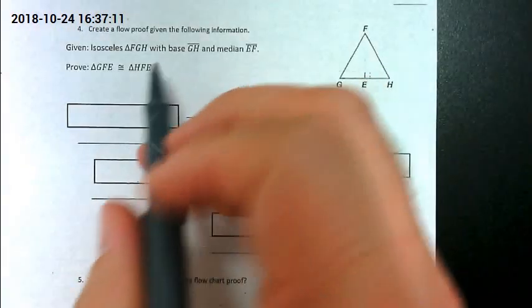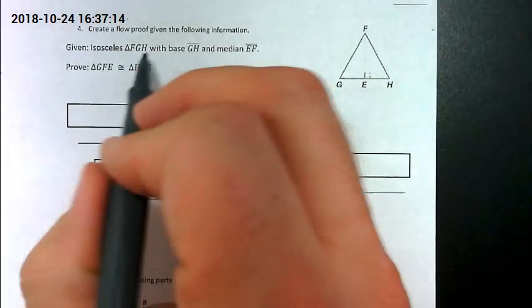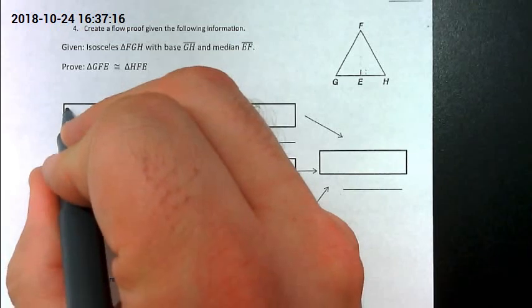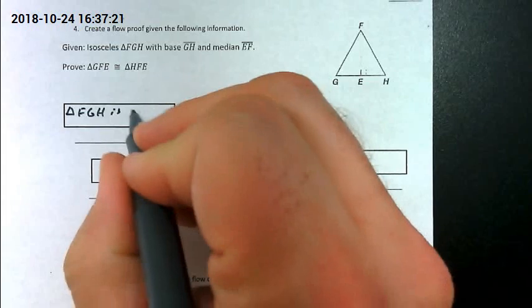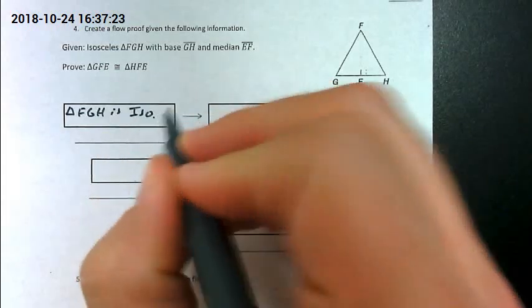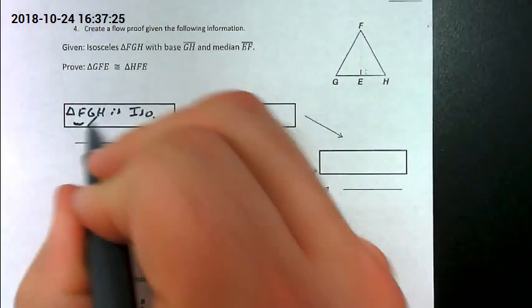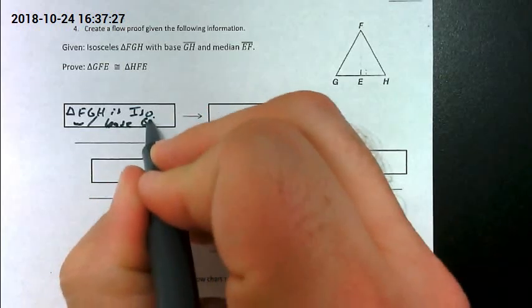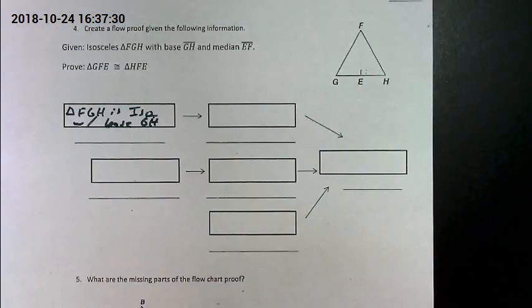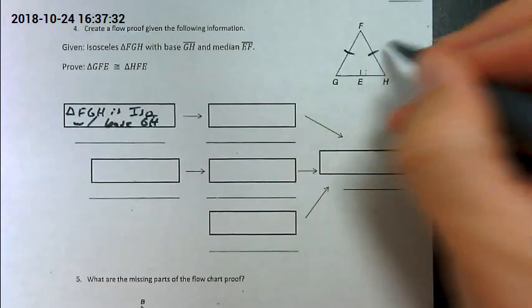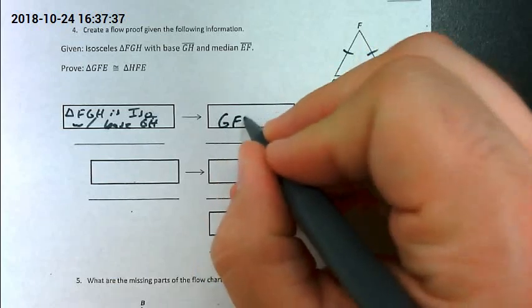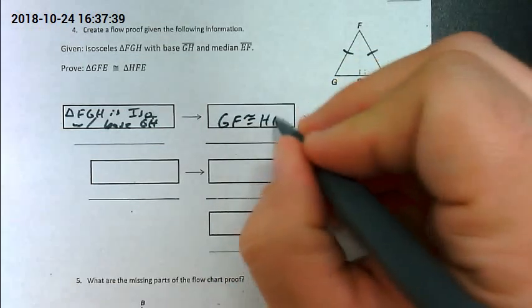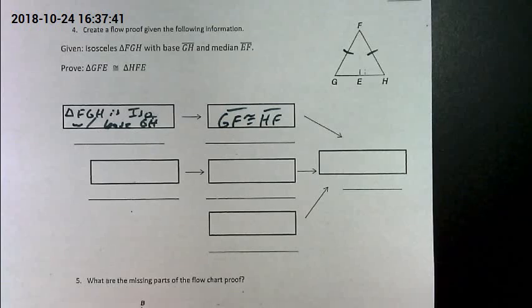So based on this information, we said that this is an isosceles triangle. So triangle FGH is isosceles with base GH. What does that actually tell me? It tells me these two are congruent. So GF is congruent to HF. Now, how did I know these two things?